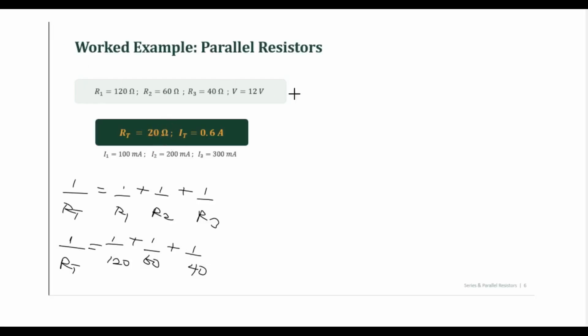And once you have gotten RT, you can apply Ohm's law. V is equal to IRT to get the total current. So I is equal to V over RT. If you are given what V is, you can get your total current supplied to the circuit.